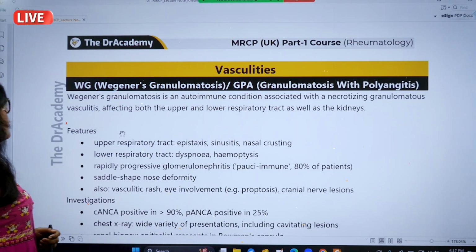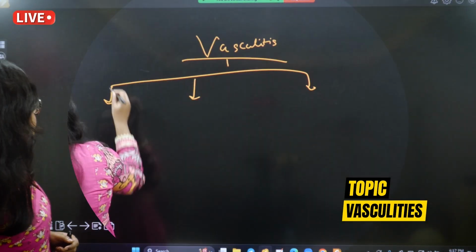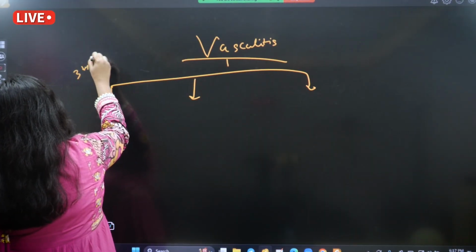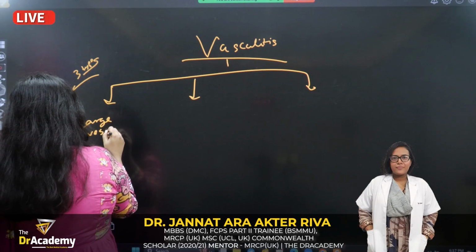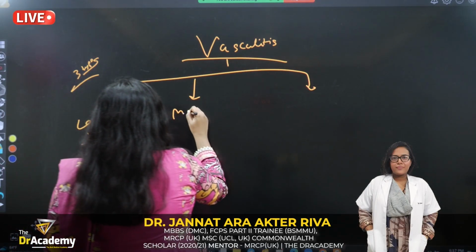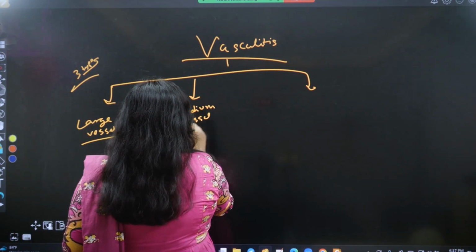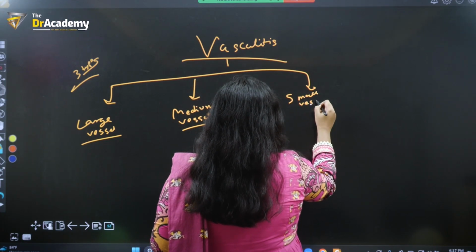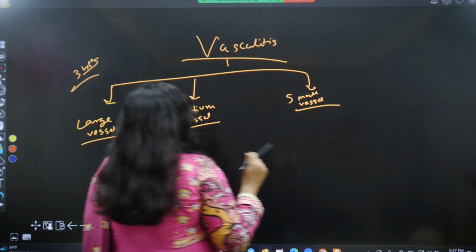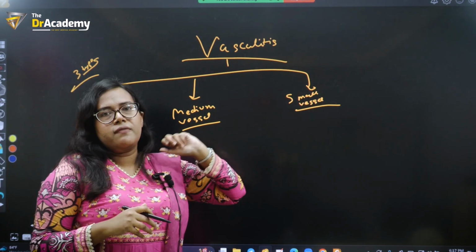Now vasculitis. Among the vasculitis, always try to write down a classification. Mainly three types. So one is the large vessel vasculitis. Then the other one is the medium vessel vasculitis. And then the small vessel vasculitis. So most of the vasculitis examples will be belonging to the small vessel vasculitis.